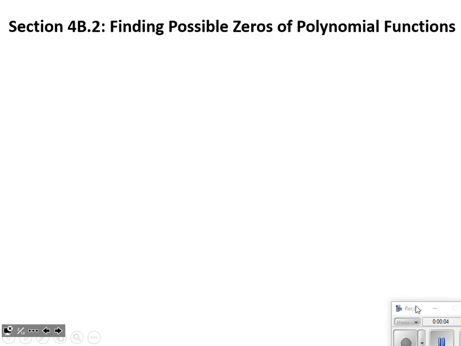Welcome to Algebra 2. This is section 4B.2, finding possible zeros of polynomial functions. So what we've uncovered so far is we've learned how to factor back in the first part of chapter 4. And then yesterday we learned the fundamental theorem of algebra and how that kind of leads us from factors into solutions. And that's the ultimate goal of this section, is that we start solving these polynomial functions.